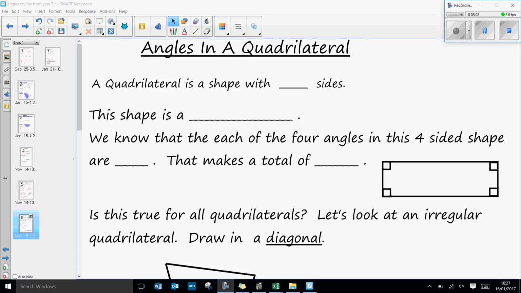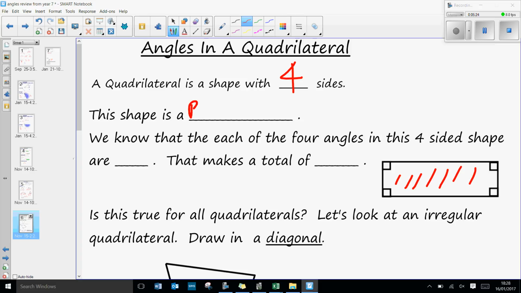Okay, and the final page here is looking at quadrilaterals. So a quadrilateral is a shape with 4 sides. Okay, this shape that we're talking about here is a rectangle. We know that each of the 4 angles in this 4-sided shape are 90 degrees, which means that 4 lots of 90 gives us 360 degrees. So the total makes 360 degrees.